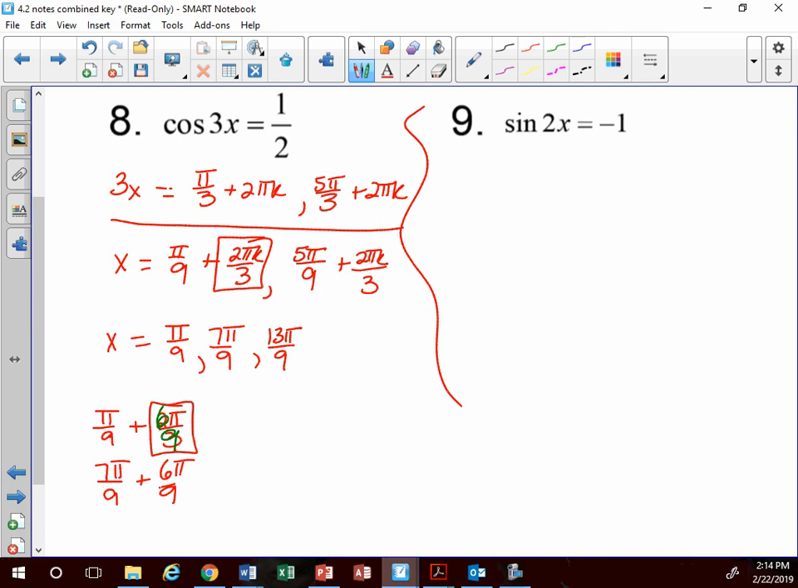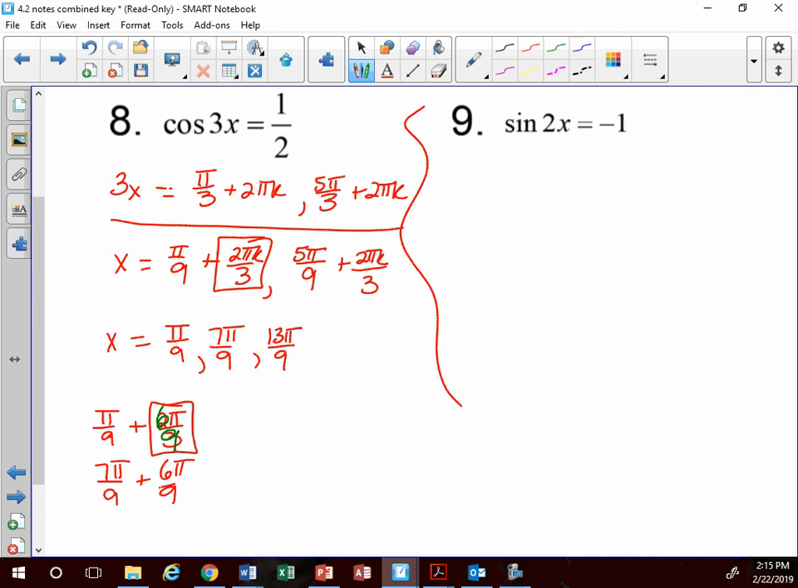What if we did it again? What would I get? Yes, I would get 19 pi over 9. That is too big. Is that 18 pi over 9, the 2 pi? So 19 pi over 9 is too much. So I'm going to stop adding on that one. All I've done is taken the first answer and added this as many times as I can.